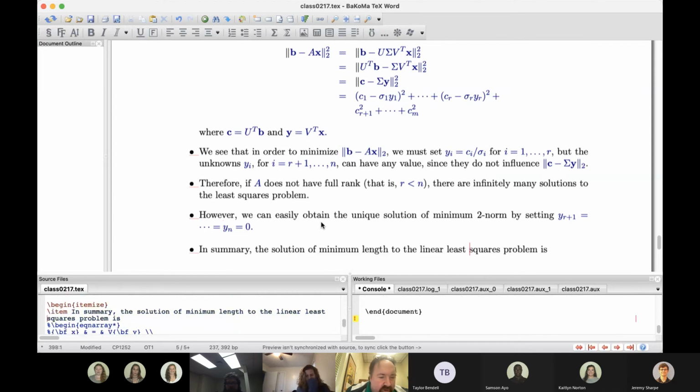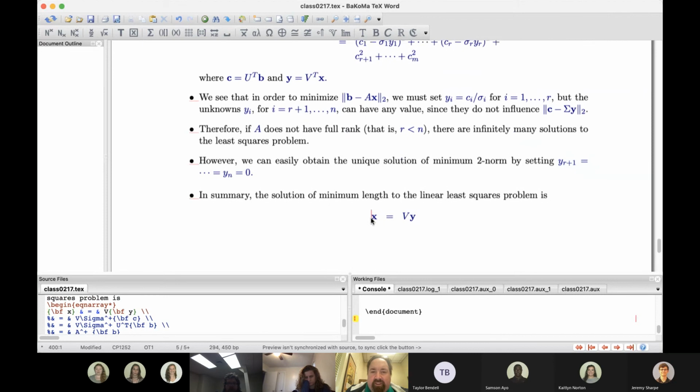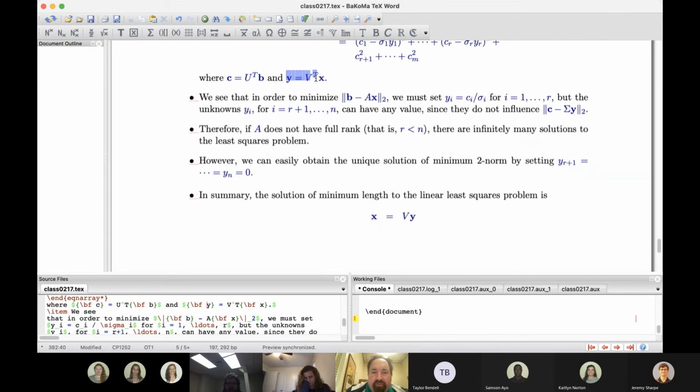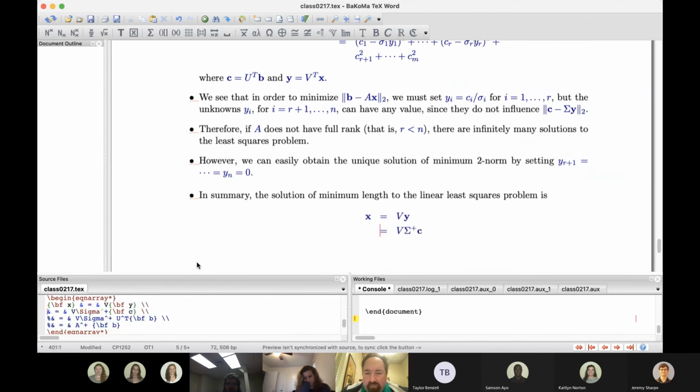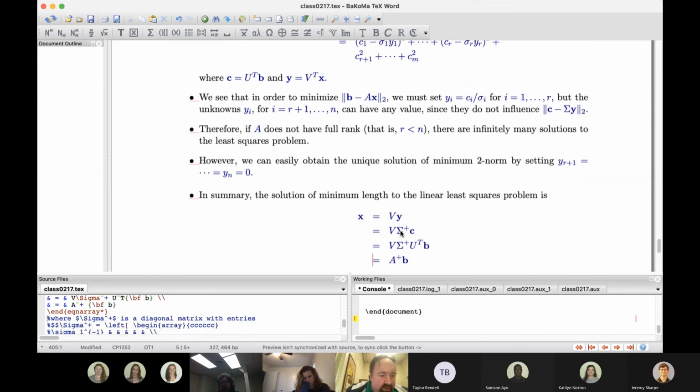So putting everything together, what is my least squares solution? Well, x is Vy because of this. What is y? We get y by dividing certain elements of c by corresponding singular values. That's the same as multiplying by this matrix sigma plus, which I now need to define.